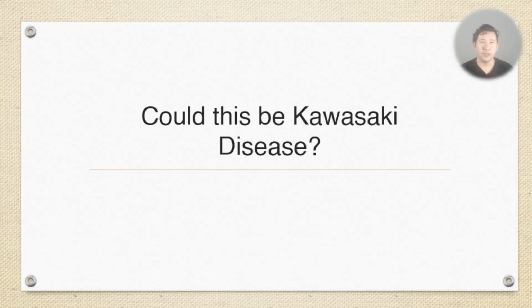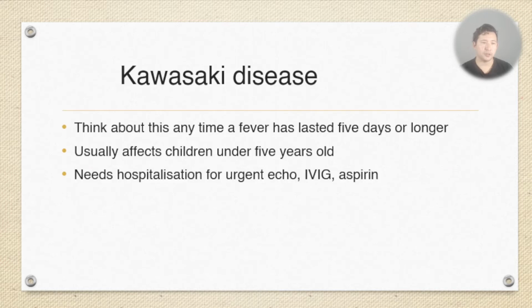We don't know the full etiology of how this disease works, but it's important to diagnose because these children are going to need hospitalisation for an urgent echo, they need IVIG, and they need aspirin. So the time I really want you to think about, could this be Kawasaki disease? Anytime you see a child with a fever which lasted 5 days or longer, especially with a rash. So it usually affects children under the age of 5, but can affect those slightly older.